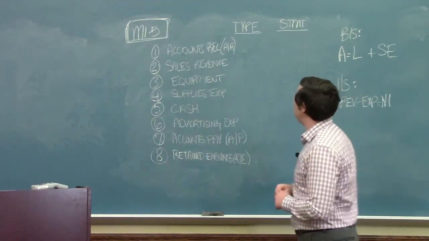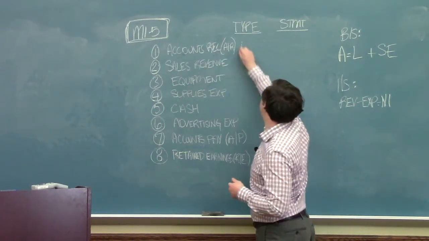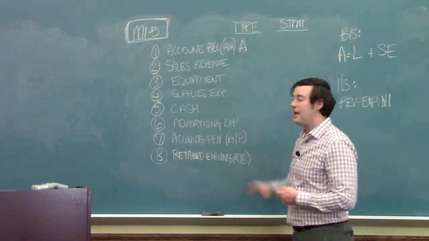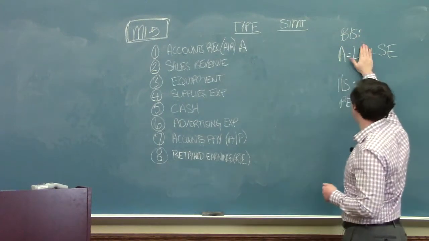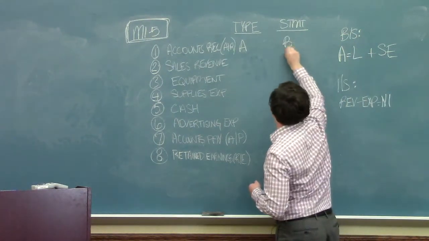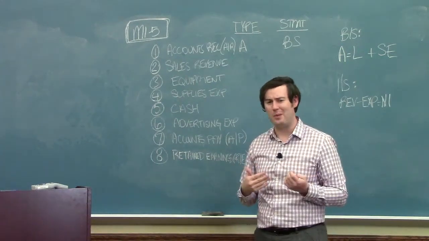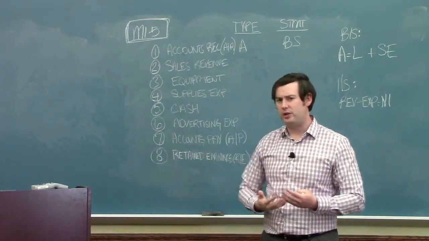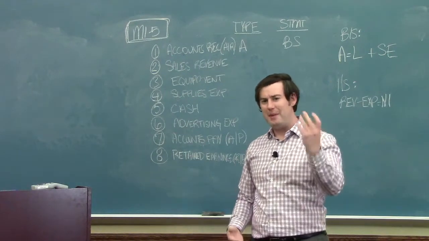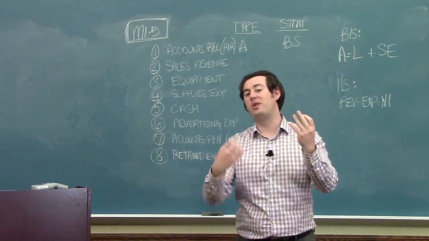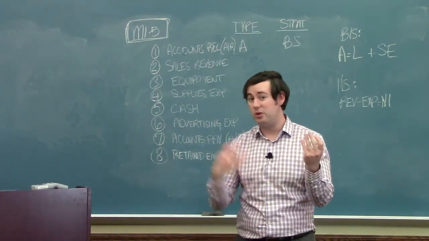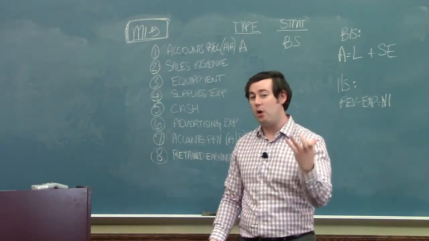So looking at this, accounts receivable. Accounts receivable is considered an asset. If we know it's an asset, we know it shows up on the balance sheet, so we'll put balance sheet here, okay? Accounts receivable is the right to receive cash from someone else. Usually the journal entry associated with accounts receivable is you debit accounts receivable, credit some sort of revenue, like sales revenue. You sold something to someone, they now owe you money.